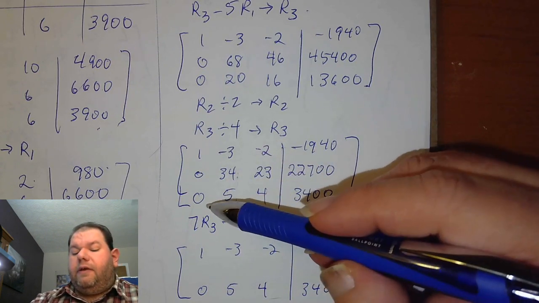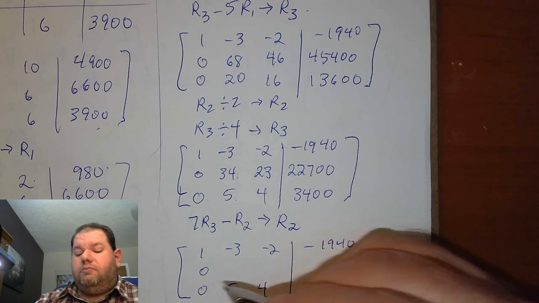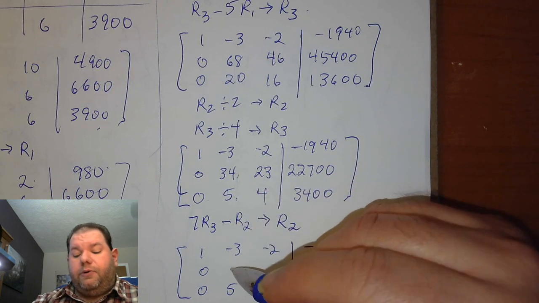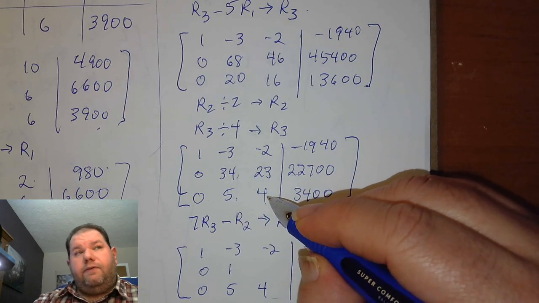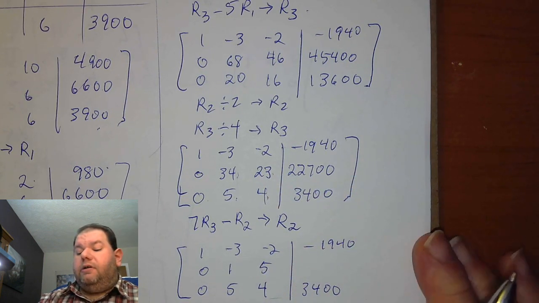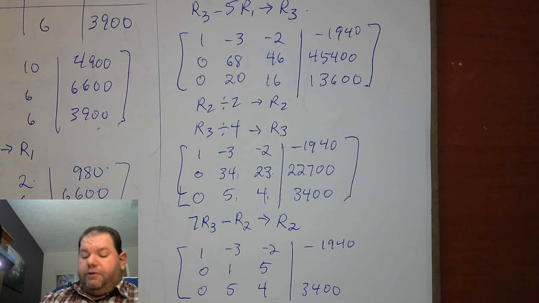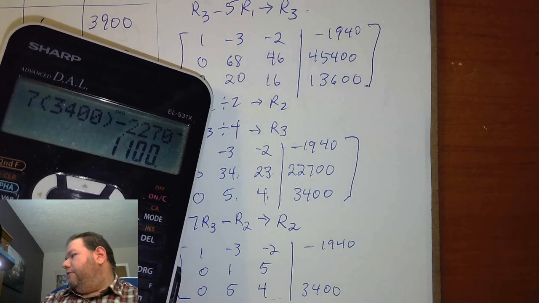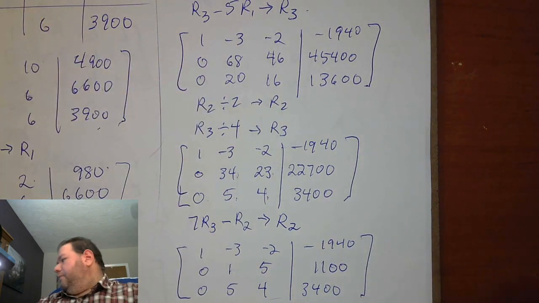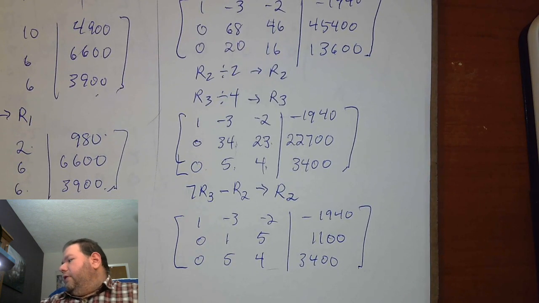Okay, 7 times 0 minus 0, 0. 7 times 5 is 35, minus 34 is 1. 7 times 4 is 28, 28 minus 23 is 5. And then 7 times 3,400 minus 22,700 gives us 1,100. Okay. So that gets us here.